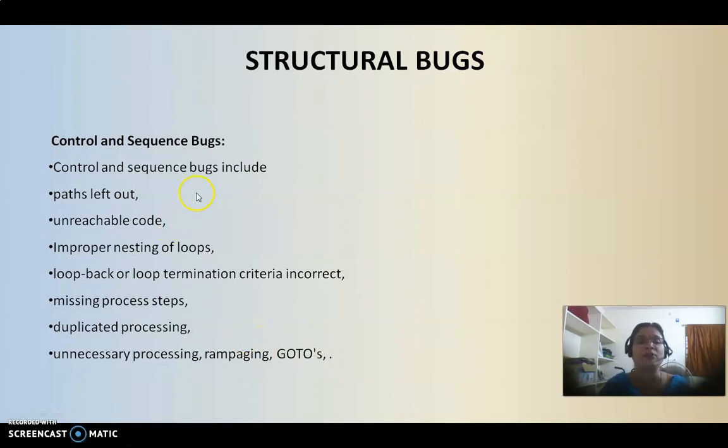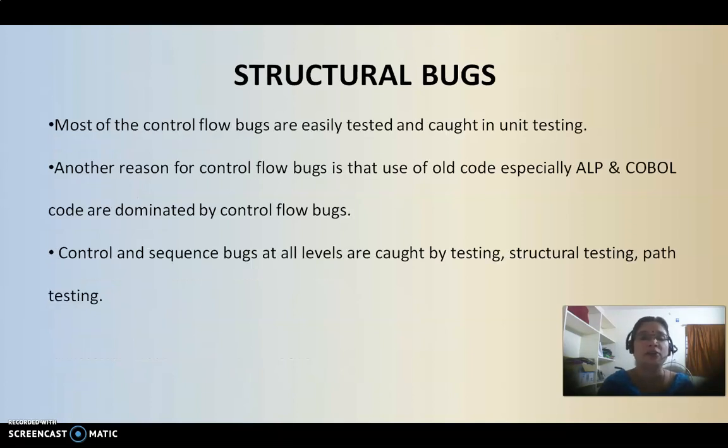So what are the various control and sequence bugs? Left out path and unreachable code. A left out path means the path is completely left out, and after that there is no progress within the path. Next, unreachable code: the code is not completely fulfilled, it is not completed. Then improper nesting of loops, not closed, and loop termination criteria where the expression you are giving is completely incorrect. Missing process steps, duplicated processing, writing the same statements again, unnecessary processing, and go to statements are all examples of control and sequence bugs as a part of the structural bugs.